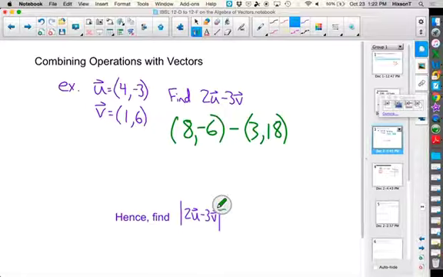Wait, so do we have to like solve? Well, now you're solving. So now what did you have? 5, -24. There you go. You had the right answer. So there's what we have: 2u is this, minus 3v is that, is 5, -24. Okay?